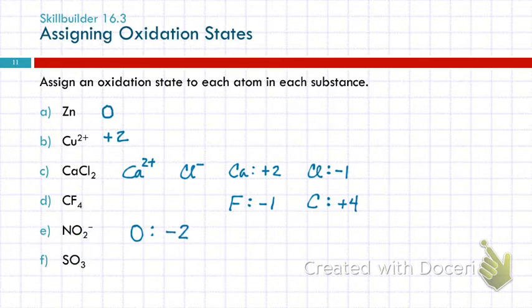Overall, this has to have a -1 charge. So the nitrogen is going to be +3. If the nitrogen was +4, it would be NO2, which is a compound, but we want NO2 minus. There's an extra electron there. Any questions?